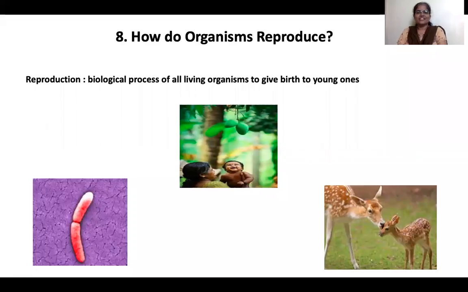Good morning, children. Today we'll start with the third lesson, that is chapter 8 of biology. How do organisms reproduce? So far, we have studied two lessons. One is on life processes, and the second one is control and coordination. Right? From those two chapters, we came to know that life processes and control and coordination are very important for our survival.